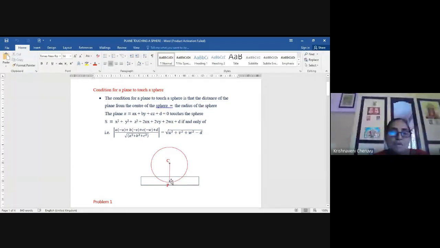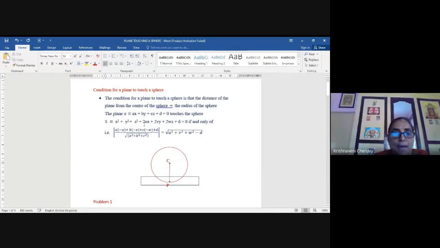Here you have a sphere. The equation of the sphere is x square plus y square plus z square plus 2ux plus 2vy plus 2wz plus d is equal to 0. And if this sphere touches a plane, what is the equation of the plane? ax plus by plus cz plus d is equal to 0. Then, in the figure, the radius of the sphere, that is CP, is exactly equal to the distance of this plane from the center of the sphere. So this is the formula: distance of the plane from the center of the sphere.